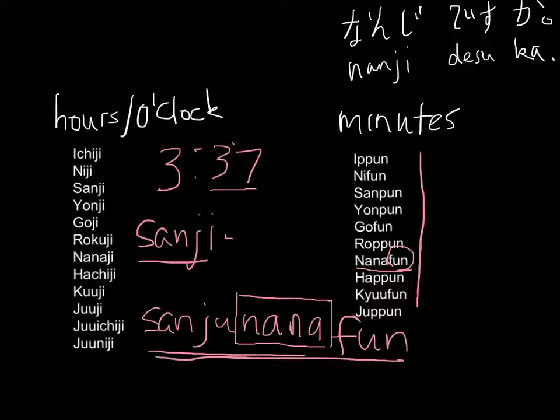Now in the next part of this tutorial, I'm going to get you to try a few examples. So just go ahead and jot down all of these hour counters and also the minute counters so that you can use them as a reference for the examples. By the way, I just noticed that I spelt ju wrong. That should be J-U-U, because it's a long sound.